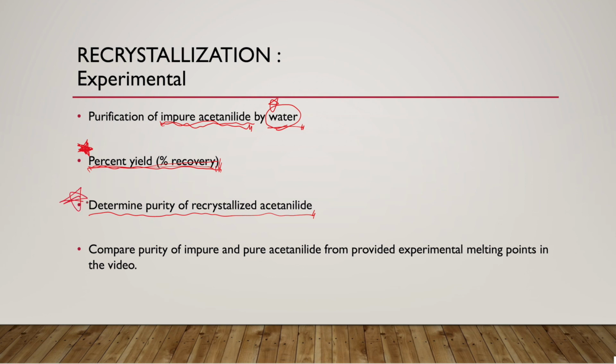Okay. So after determining the melting point of the purified acetanilide, you now need to compare the purity of impure and pure acetanilide based on the experimental melting points provided in the video. So that's pretty much it. We try to purify acetanilide, which contains about 10 or 20% of an impurity. I'm not going to tell you what the impurity is, but after recrystallization, we should have pure acetanilide.